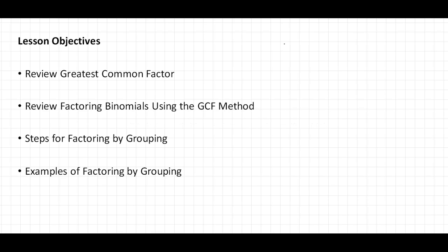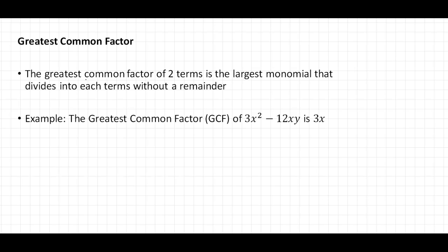In this lesson, we're going to learn how to factor by grouping. To do this, we're going to review greatest common factor, and then we're also going to look at how to factor binomials using the greatest common factor method. After that, we will examine the steps to factor by grouping, and then we're going to walk through some examples together. So let's look at the greatest common factor.